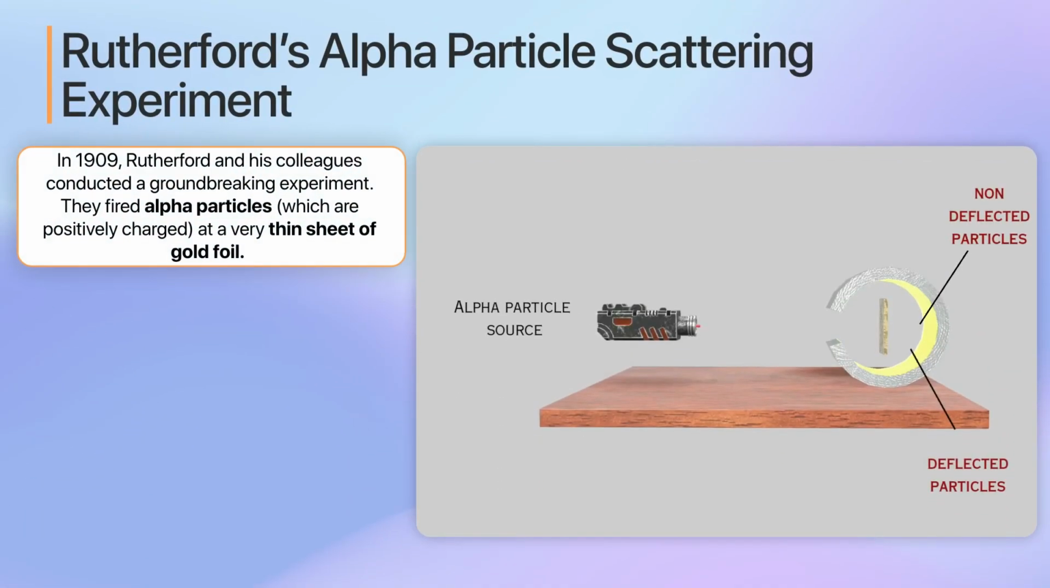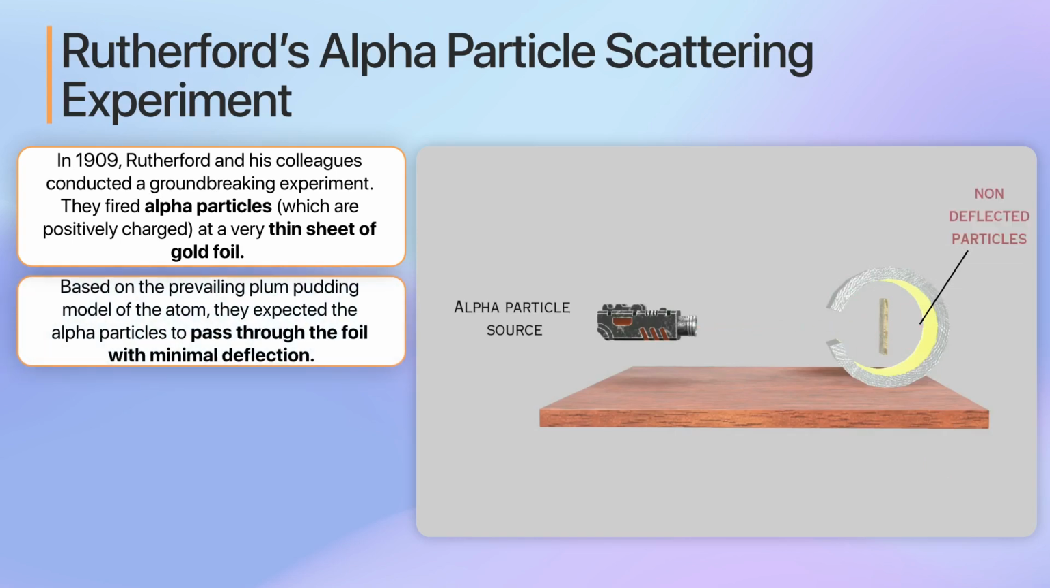In 1909, Ernest Rutherford and his colleagues conducted a groundbreaking experiment that would challenge existing atomic models and lay the foundation for the modern understanding of atomic structure. They fired alpha particles, which are positively charged, at a very thin sheet of gold foil.